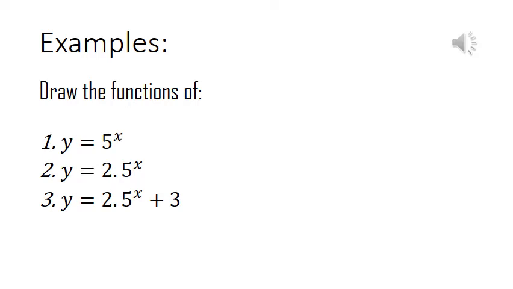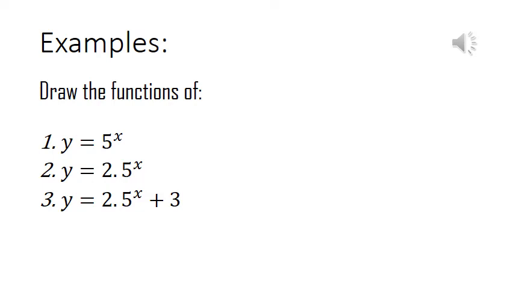The first one is y is equal to 5 to the power of x. The second one, I've added an a value in, so I've said y is equal to 2 times 5 to the power of x. So my a value there is 2. And then for the third one, I've gone one step further and I've added a q value. So you can see y is equal to 2 times 5 to the power of x plus 3. So I just want you to identify what value is which. So for the first one, you can see that your b value is 5.